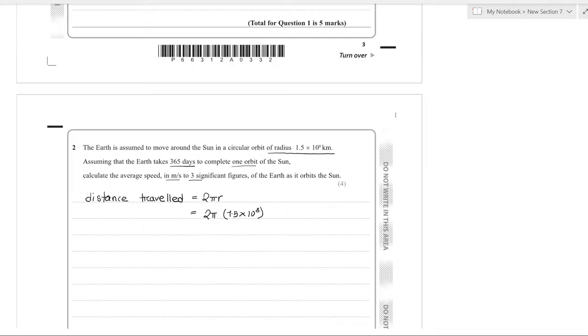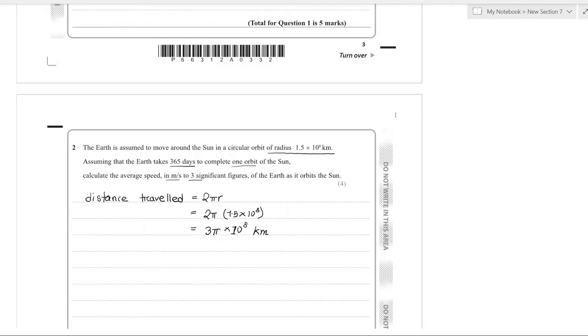So you have a value of... that's a very big value, so I'm just going to write 2 into 1.5, that is 3. And so if you simplify it, you get 3 pi into 10 power 8. I'm just going to leave it like this. And again, you have to find the speed in meters per second, not in kilometers.